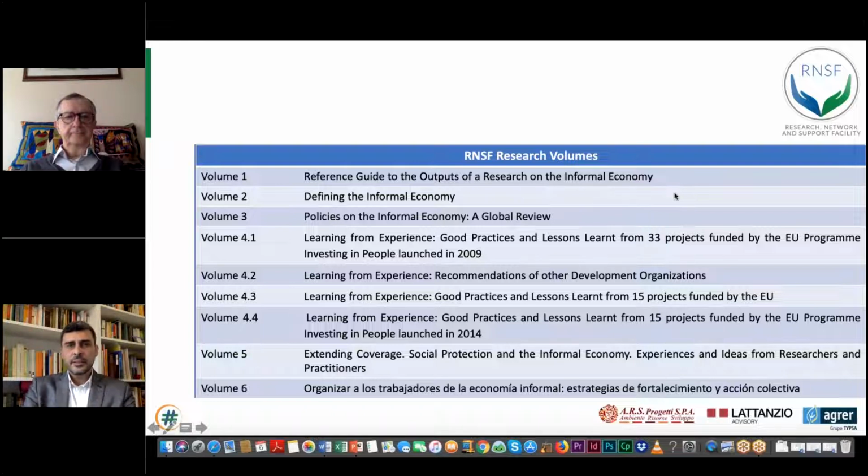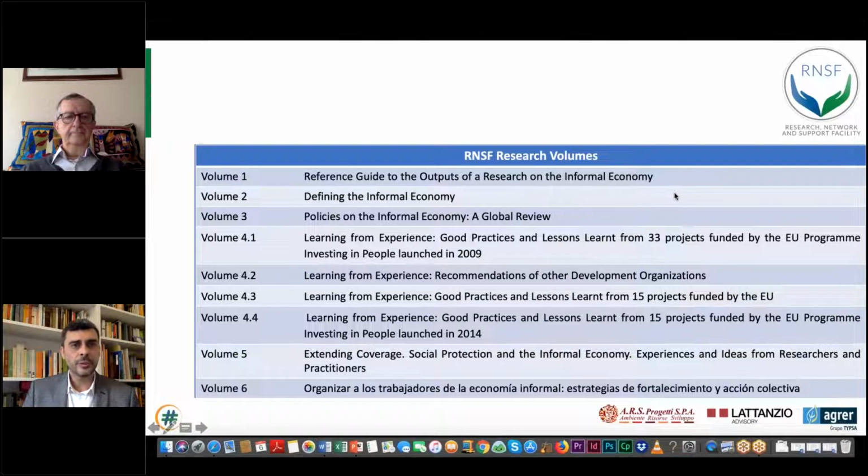Volume 2 is on defining the informal economy, where you find the key concepts, trends, and characteristics of the informal economy, while volume 3 addresses the policies on the informal economy. It's a global review of approaches and policies from donors and other stakeholders working in the field of informal economy.